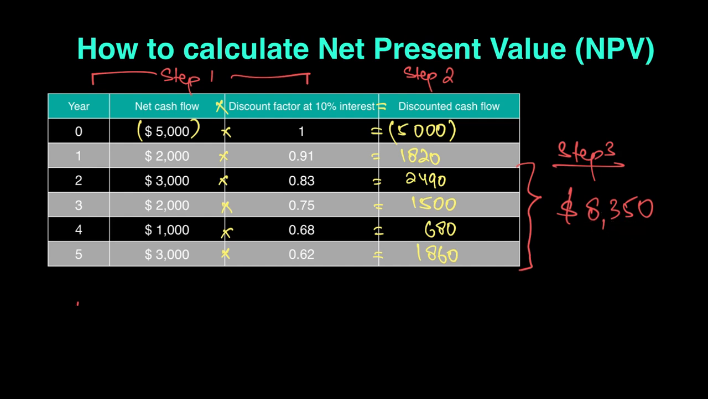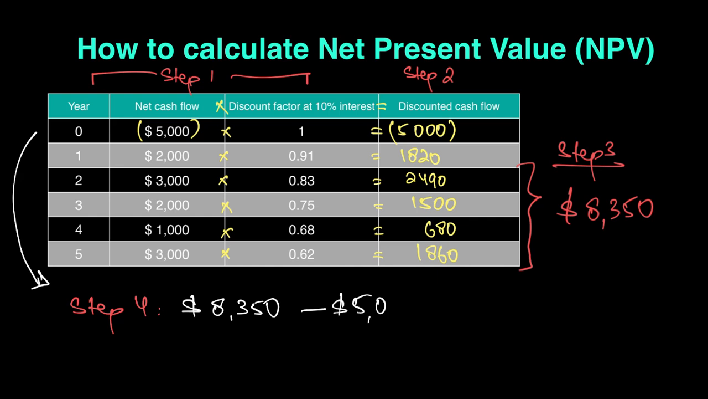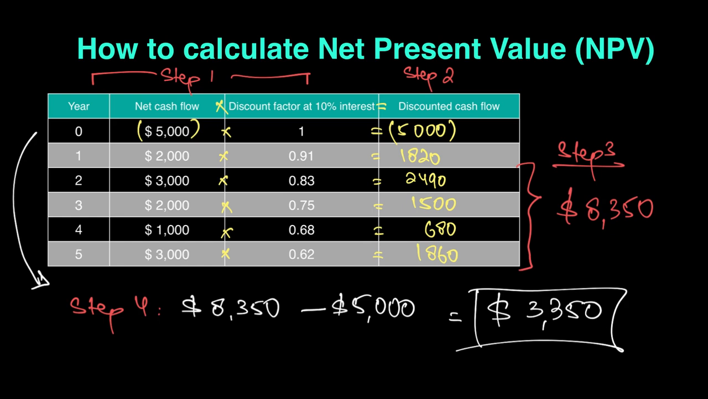That leads us to my final step, step number 4, where you take this number of $8,350 and you deduct the original cost of investment, so $5,000, which gives me a figure of 3,350. This is what the investment will give back to us, and since this is a positive number, it tells us that we'll end up making a profit.